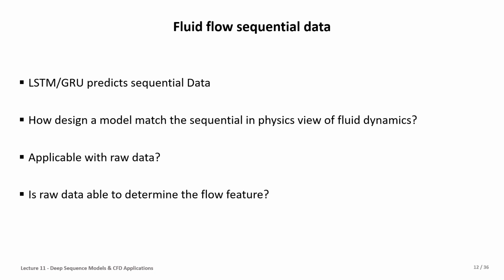How we can have raw data, because in most recent studies we need to do processing on the data to extract some features, some hidden features, and then use the data for deep learning or some reduced order model to make the data applicable in deep learning. But here we were thinking how we can have the data without any processing, and also how the raw data could be able to determine the flow features.